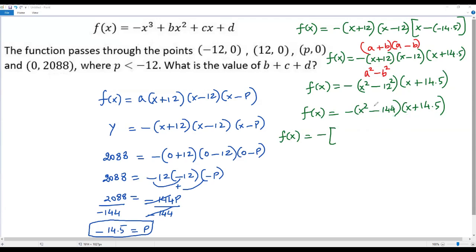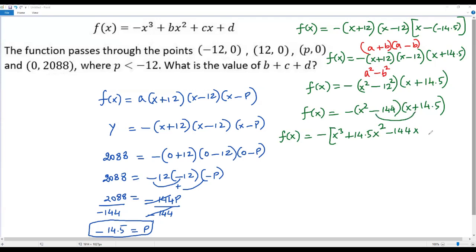First I have to multiply the first terms x square and x. Then I'm getting x to the third power. Now I have to multiply the outer terms x square and positive 14.5. Then I'm getting positive 14.5 times x square. Now I have to multiply the inner terms, negative 144 and x. I'm getting negative 144 times x. At last I have to multiply the last terms, negative 144 and positive 14.5.